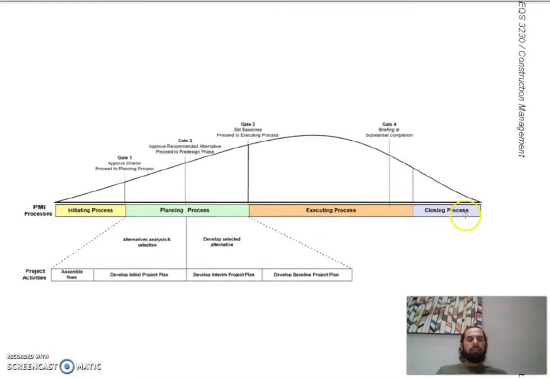This refers to the time duration, of course. The length of this bar refers to the length of time in relation to the other processes. So the initiating process is just like the closing process. Okay, it takes the same length. The planning is longer than that. The longest one is the executing process, or the construction process.